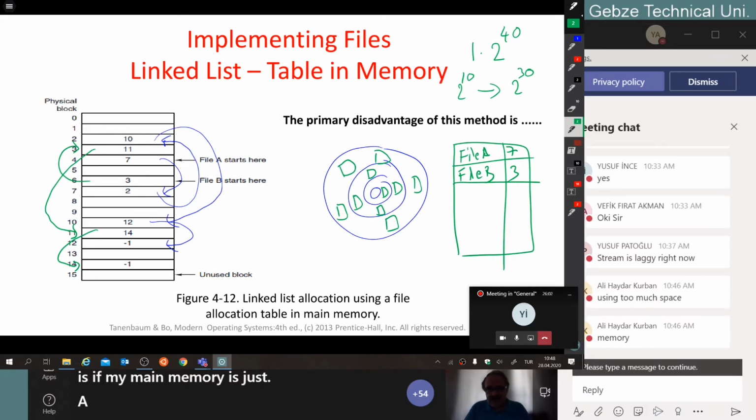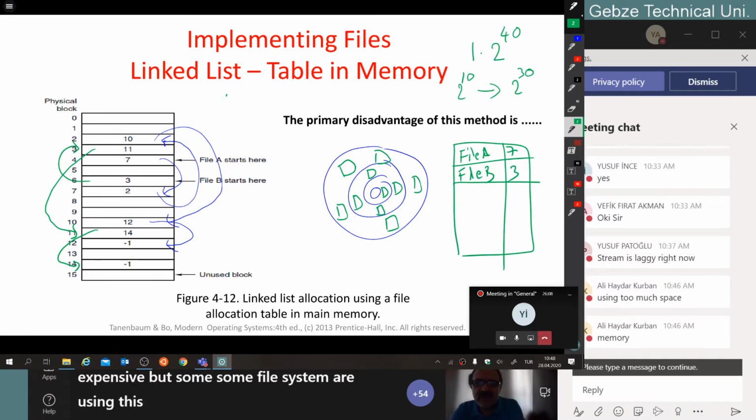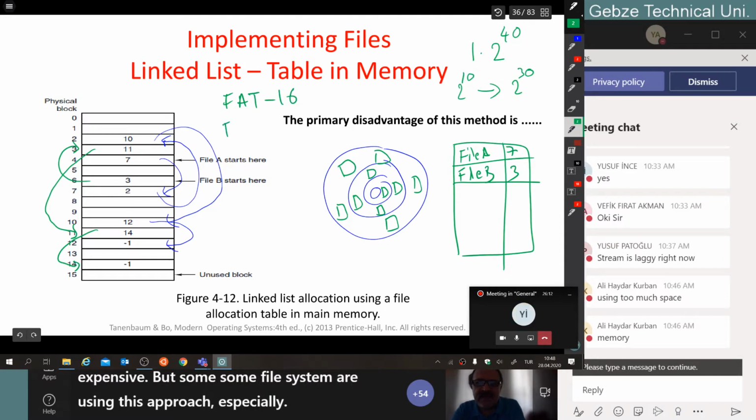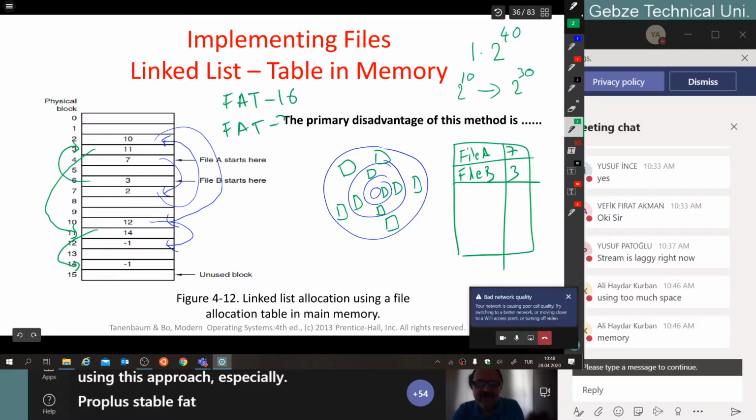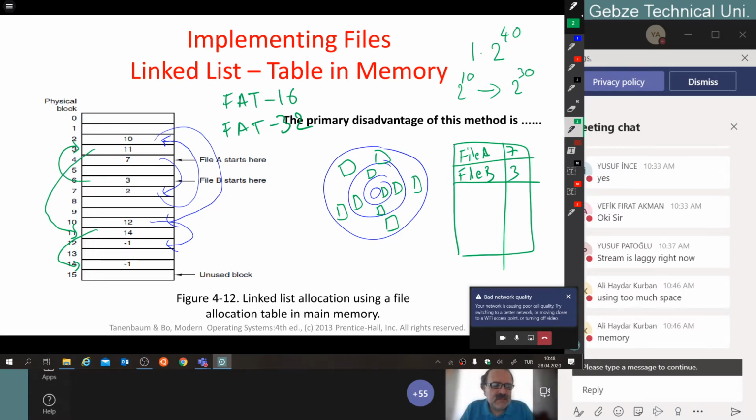But some file systems are using this approach, especially the popular file allocation table, FAT16 and FAT32. FAT uses this approach.